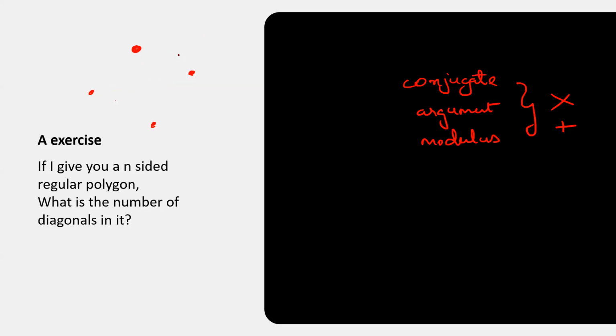So if you had a 5-sided polygon like this, how many diagonals would you draw from each node? 1, 2. Agree with me on this? It's basically n minus 3, right? From each node, you can draw n minus 3, 2 diagonals. Okay. Now, the problem is, how many such diagonals can you draw?